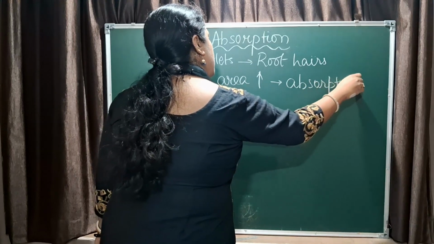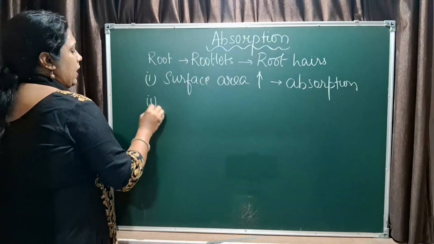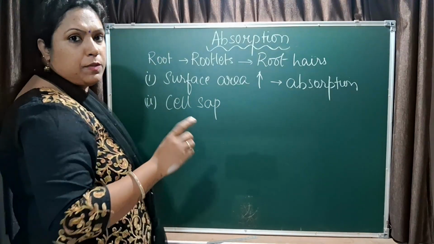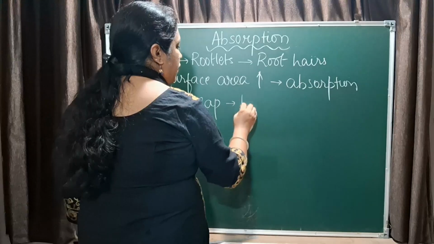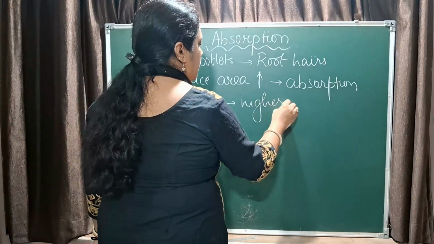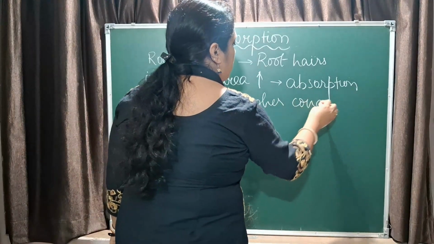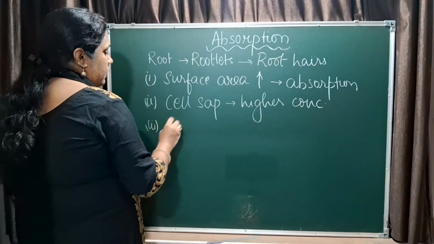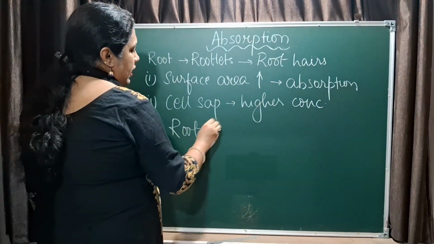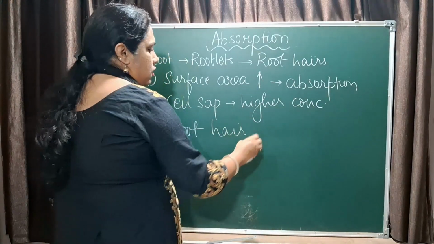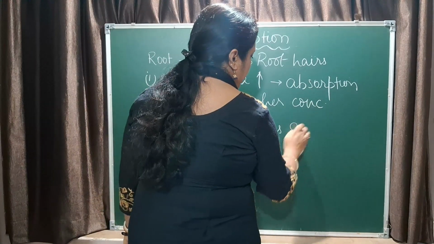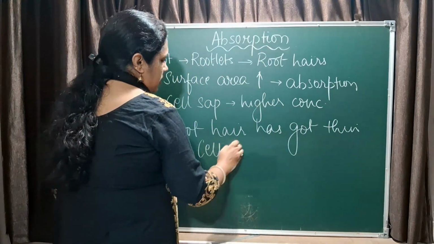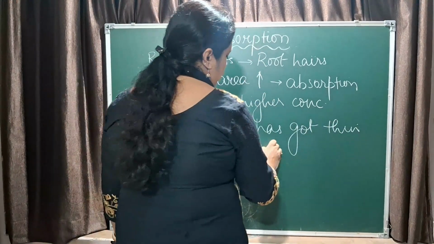Mostly the root hairs have a cell sap, that is the fluid content in the cell. When I draw the diagram, it will be clear. Cell sap is of higher concentration as compared to the soil. Lastly, the root hair has got a thin cell wall. The root hair has got a thin cell wall. So that facilitates maximum absorption.